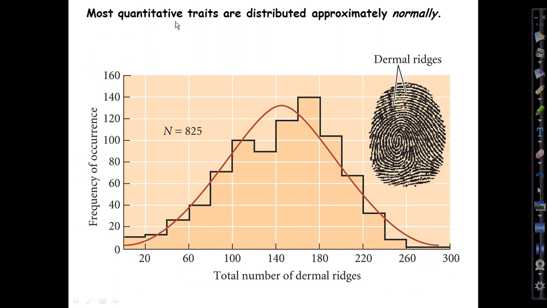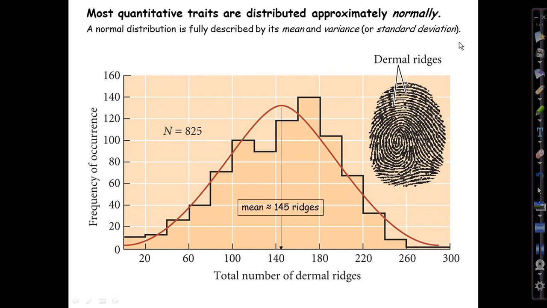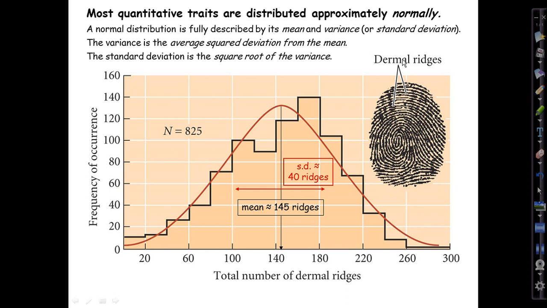Okay, another preliminary is that most quantitative traits end up being distributed approximately normally. Especially if you have big samples and perhaps after you do some transformation of the data, like taking their square root or log or something. As you know by now, a normal distribution has two parameters, its mean and its variance or standard deviation, which amount to the same thing, again, modulo a square root transformation. The variance is the average squared deviation from the mean, and the standard deviation is just the square root of that.